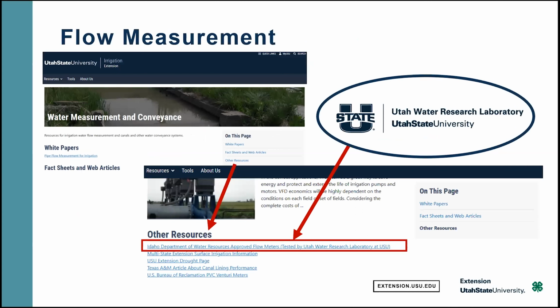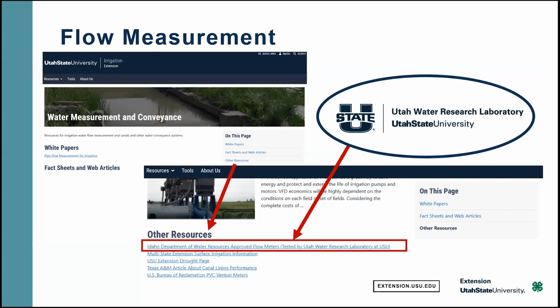I wanted to point out something about flow measurement. This is an important part of our systems, and I wanted to point out a resource on my website, which will come up in just a second. The Idaho Department of Water Resources has a published list of meters that they have deemed to be accurate. And you can read the little document about under what circumstances they're accurate. I highly recommend looking at this.